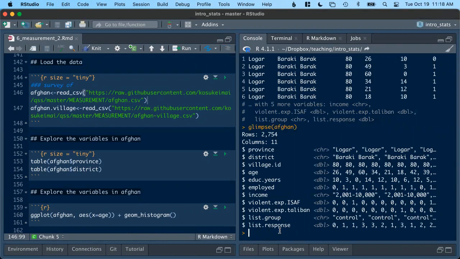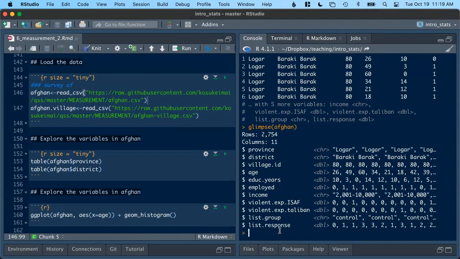And so these are identifiers for our sampling units. Which province are we talking about? Which district within the province are we talking about? And then which village within the district are we talking about? And each village in the data set has a unique identifier, and is anonymized to protect respondents. And then the districts and provinces are identified.